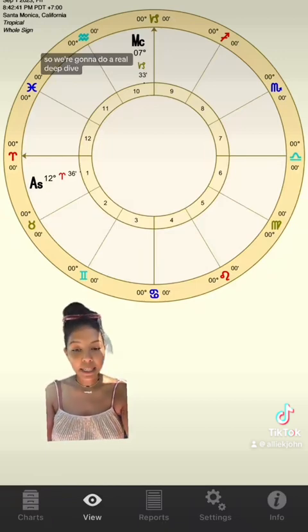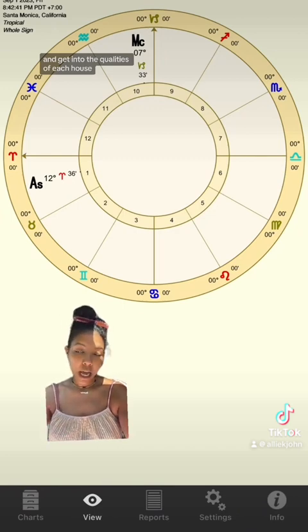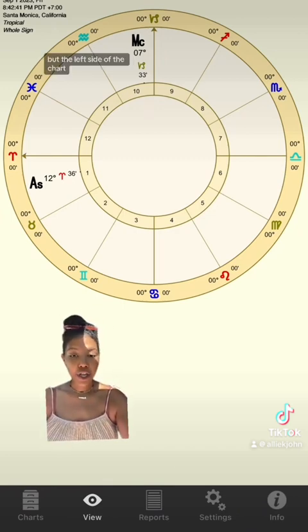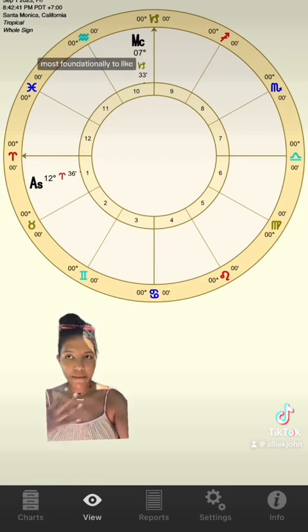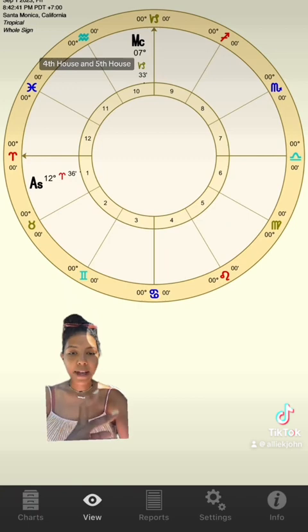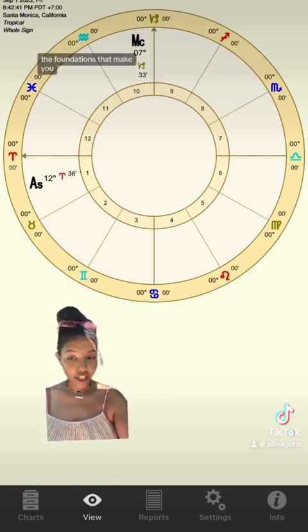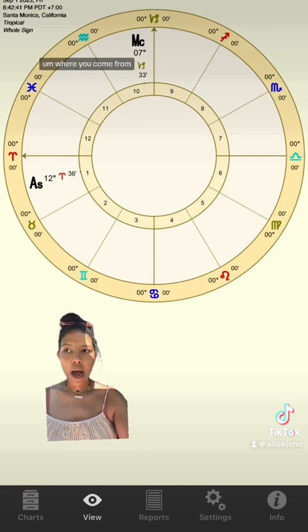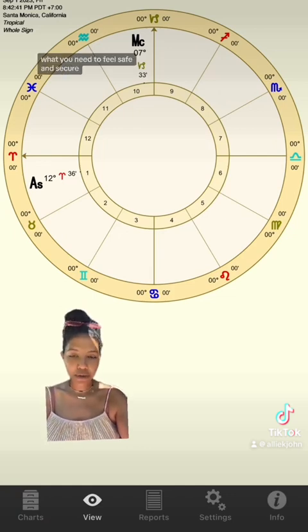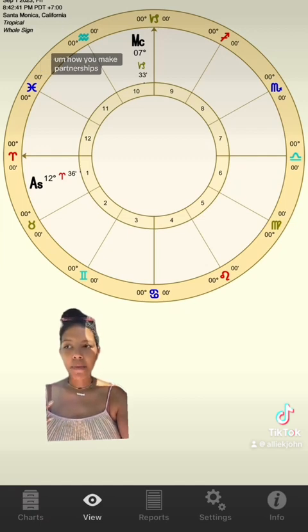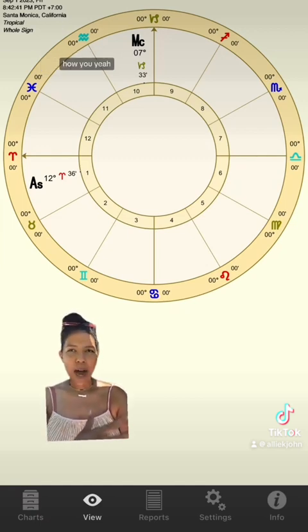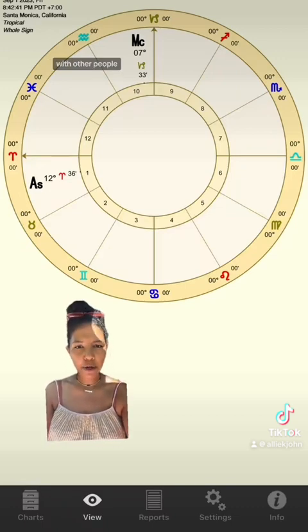So we're going to do a real deep dive and get into the qualities of each house. But on the left side of the chart, on either side of the ascendant, you have the 12th house, the 1st house, and the 2nd house, which are speaking most foundationally to who you are as a person, right? The 3rd house, 4th house, and 5th house are speaking a lot to the foundations that make you, the ground beneath you, where you come from, and the hidden parts of you, what you need to feel safe and secure. 6, 7, and 8 are speaking a lot more to how you interact with other people, especially in one-on-one dynamics, how you make partnerships, but also just how you interact in a one-on-one way with other people.